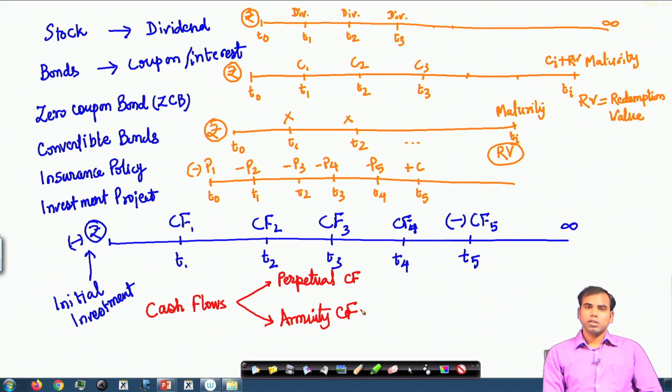Annuity is basically cash flow which is generated or incurred after every year, so it is the annual nature of cash flows. For example, annual interest bearing bonds, or maybe an insurance policy where you have to pay an annual insurance premium, or it could be an investment project which is going to yield you an annual rate of return.